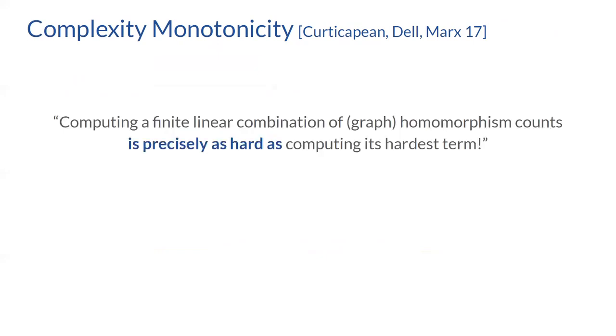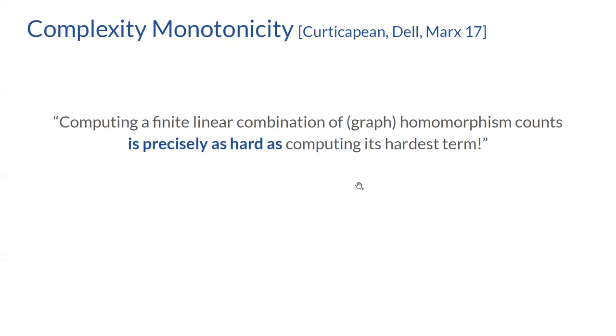Okay, the most important ingredient is the so-called complexity monotonicity principle that was introduced in a breakthrough by Kotechapian and Marx a couple of years ago. Intuitively, this framework states that whenever you want to compute a finite linear combination of graph homomorphism counts, then this is precisely as hard as computing its hardest term.